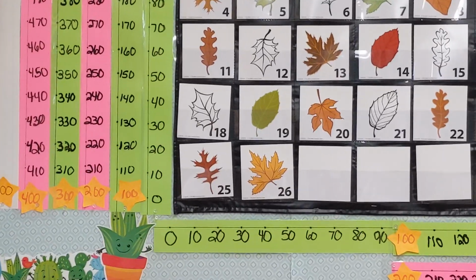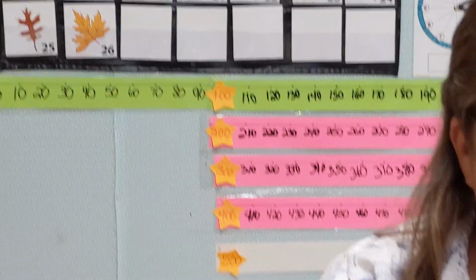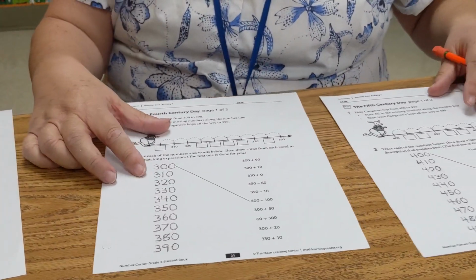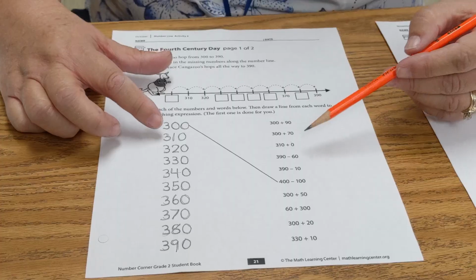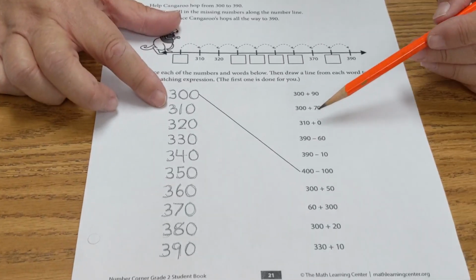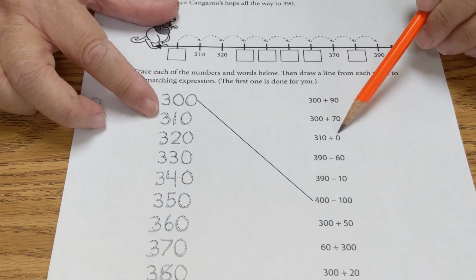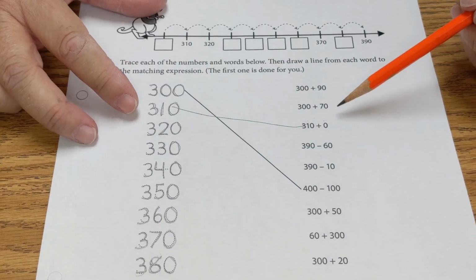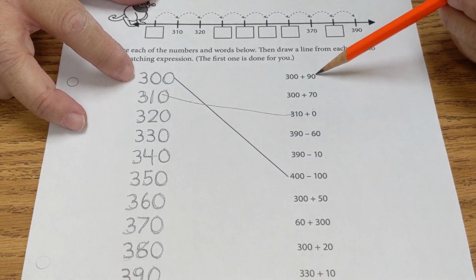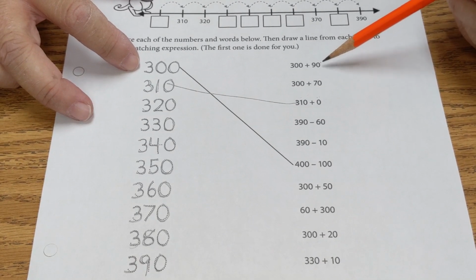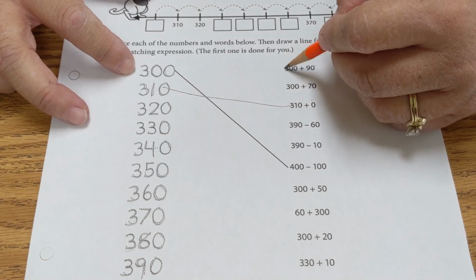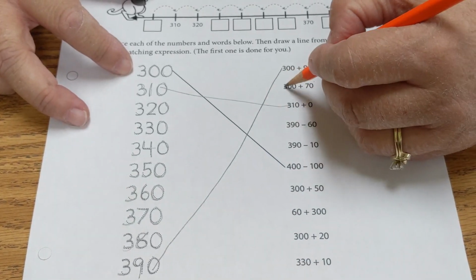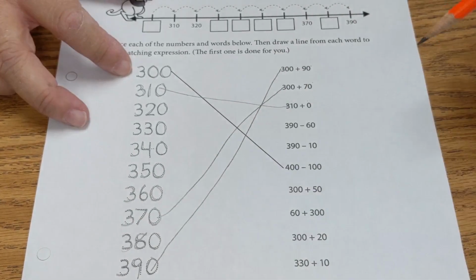That's in the 200s. Let's take a quick look at the 300s and the 400s. I'm going to go a little faster this time so it's not as boring. Okay, look, I see my first one here. There's a 310 plus a 0. That one was easy. Okay, 300 plus 90. I'm going to come all the way down and find that one. 300 plus 70. I'm going to find that one.